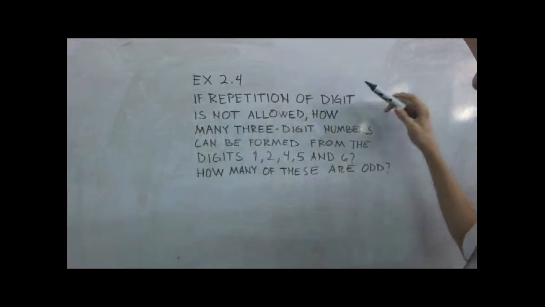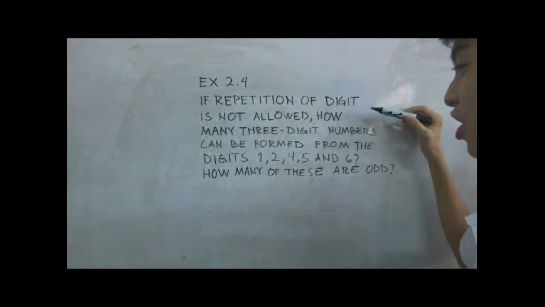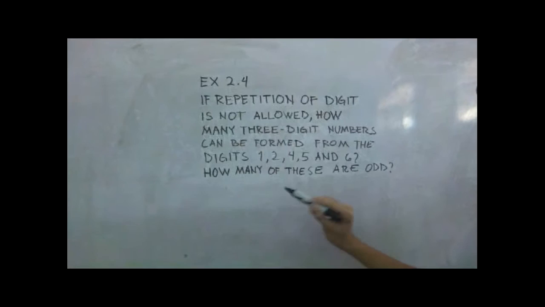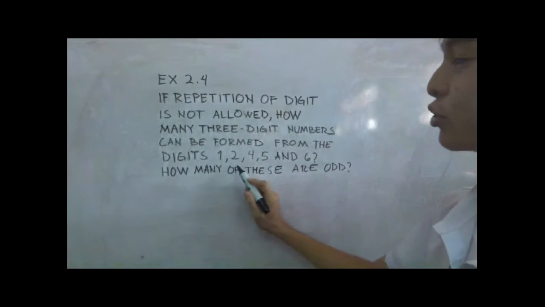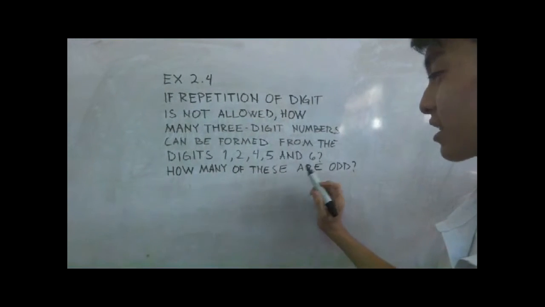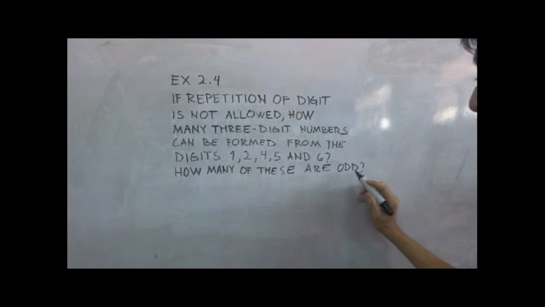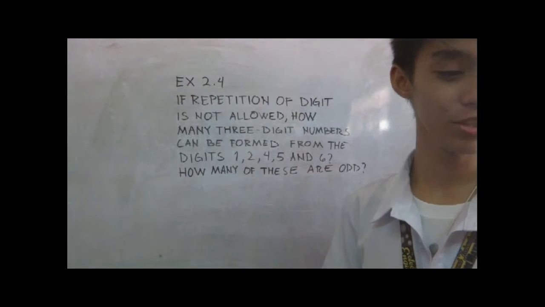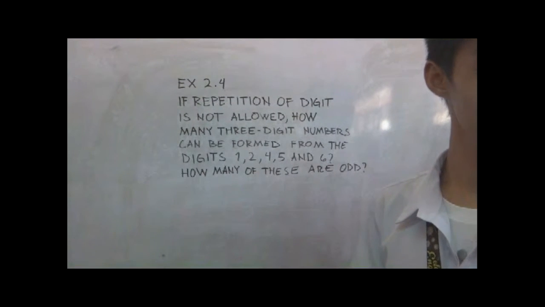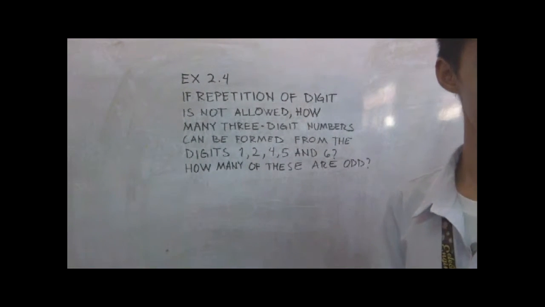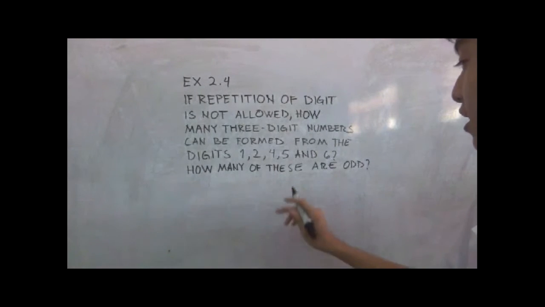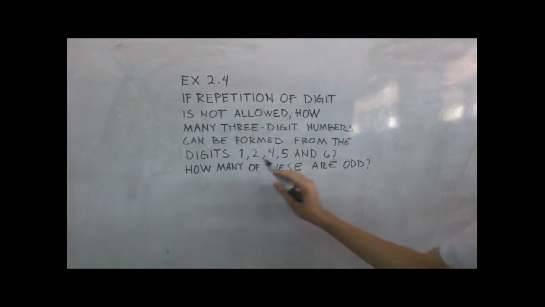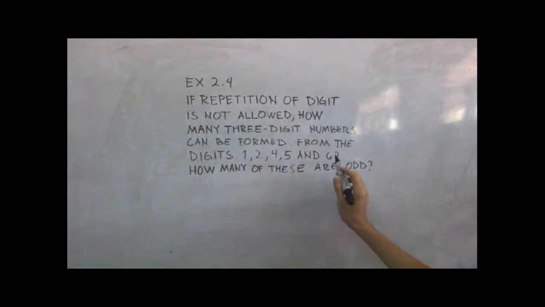outcomes. If repetition of digit is not allowed, how many 3-digit numbers can be formed from the digits 1, 2, 4, 5, and 6? And how many of these are odd? So a 3-digit number is composed of hundreds, tens, and unit digit. Hence, by multiplication rule, there are 5 digits, 1, 2, 4, 5, and 6.